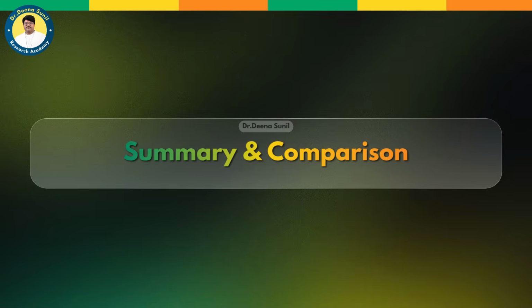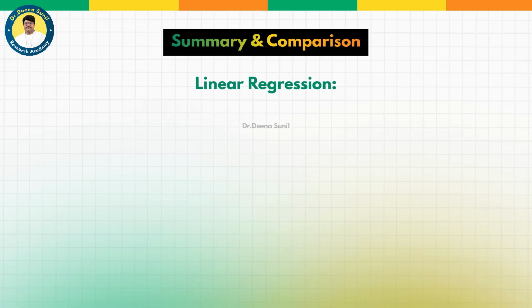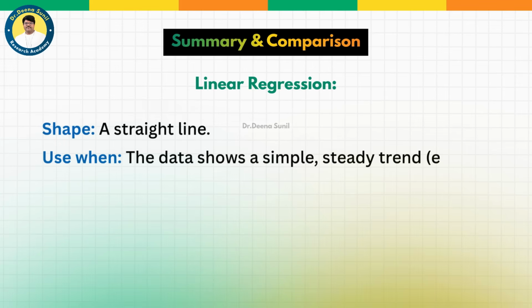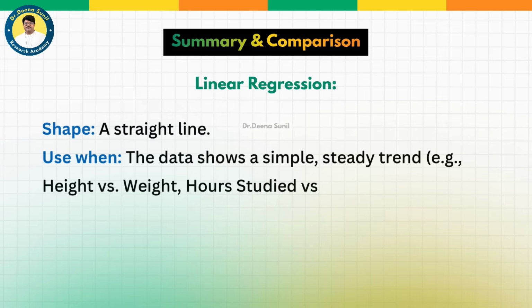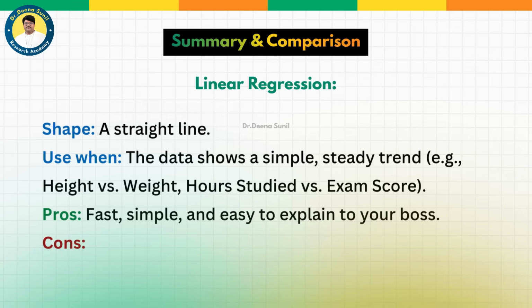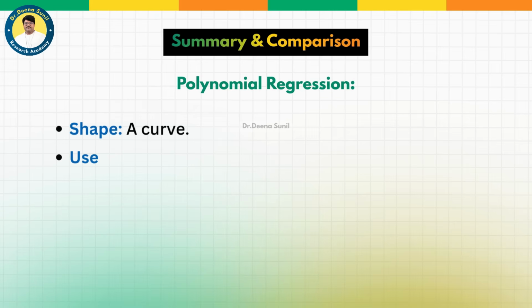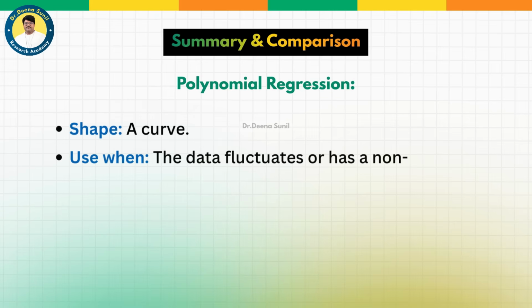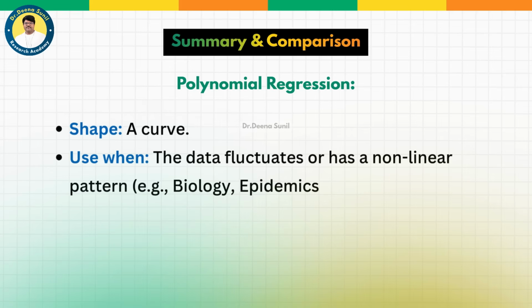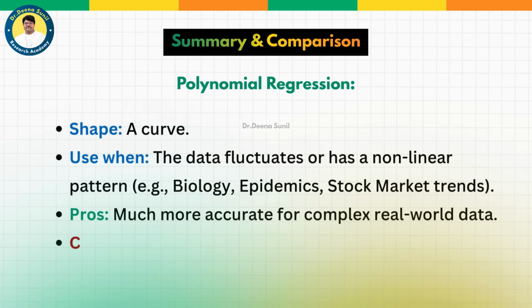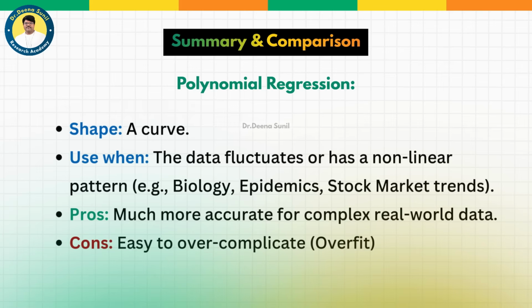Summary and comparison. So let's summarize the difference. Linear regression: shape, a straight line, used when the data shows a simple steady trend. Example, height as weight, hours studied as exam score. Fast, simple and easy to explain to your boss, but can't handle complex patterns. Polynomial regression: shape, a curve, used when the data fluctuates or has a non-linear pattern. Example, biology, epidemics, stock market trends. Much more accurate for complex real-world data, but easy to overcomplicate and overfit if you aren't careful.